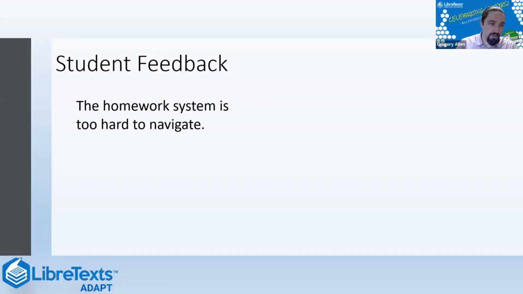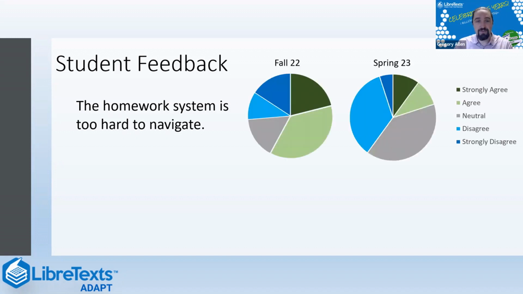And so when we think about the homework system is too hard to navigate, personally, I don't want this to be agreed. I want this to be a disagree. When we look at fall of 2022, over the majority of the students agreed with this, that the homework system was too challenging for them to use or navigate. And in between fall and spring, over that winter break, I think what's great about this ADAPT system was we reflected on this, the people working in ADAPT, and I feel have made improvements.